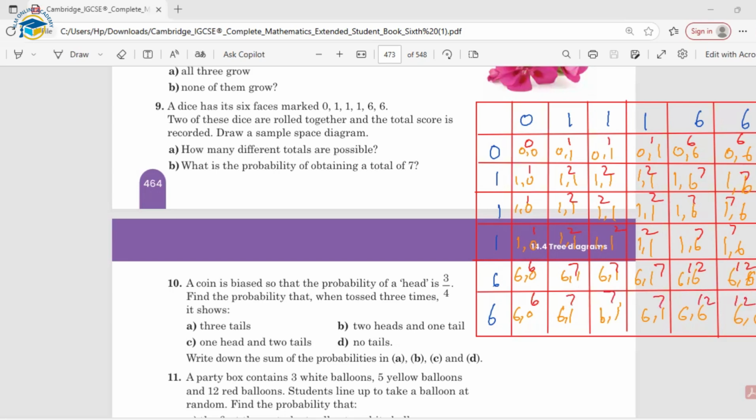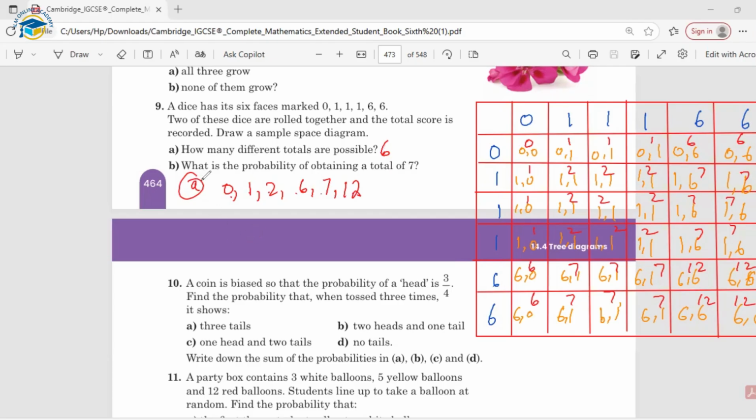So we need to check how many different possibles there are. We got 0, we got 1, we got 2, we got 6, we got 7, we got 12. How many different possibles are there? 1, 2, 3, 4, 5, 6. 6 total different possible outcomes, okay? Other than this, we haven't got any different total.